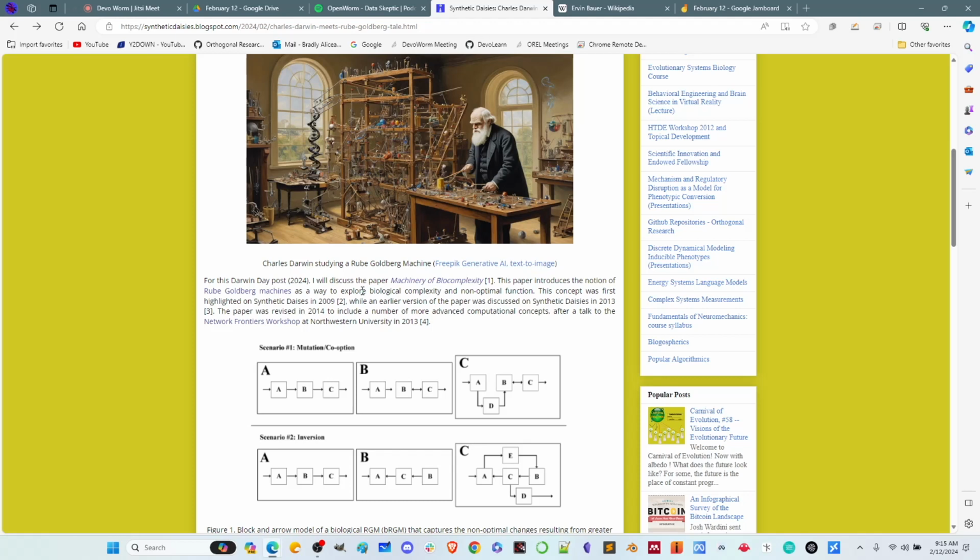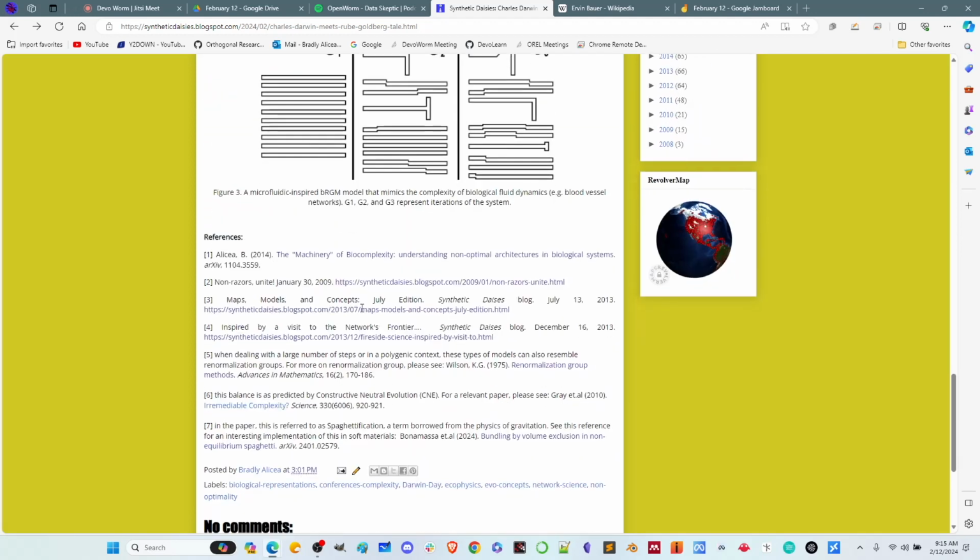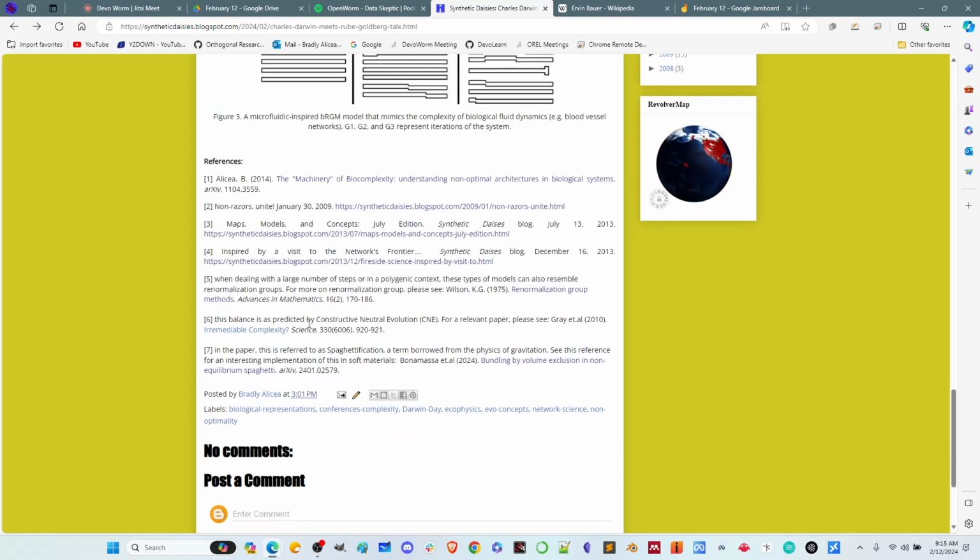And so there's this idea in the literature called constructive neutral evolution, or CNE. And this is something I cite here. And there's been a bunch of work on this in the last 15 years, where people have looked at neutral evolution, which is evolution without an adaptive imperative. And so this is something else that's relevant here.